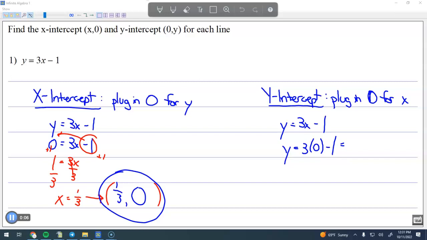So what's 3 times 0? 0, and 0 minus 1 is -1. But then you've got to write it as a coordinate. So remember, it's got to be x then y. In this one we just did, what's x? It's 0. Good, because that's what we put there. And then the y is -1, because that's what we found.